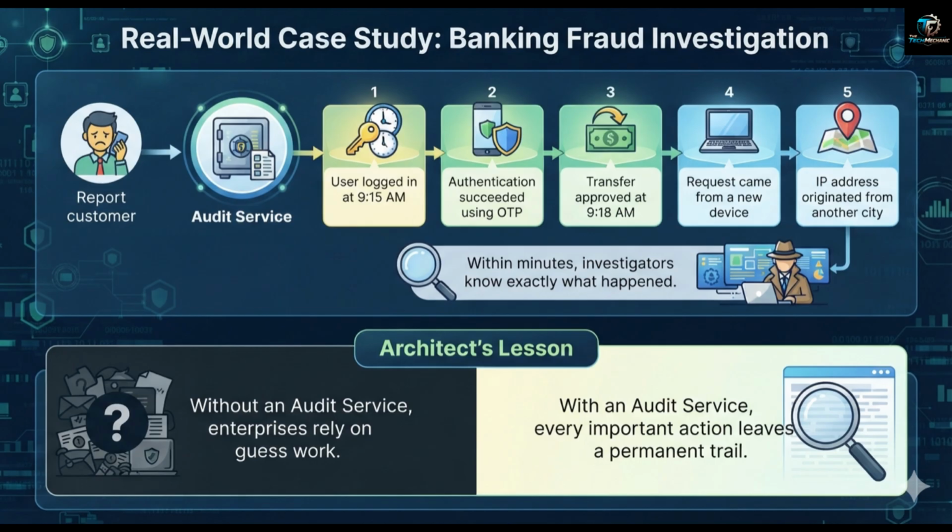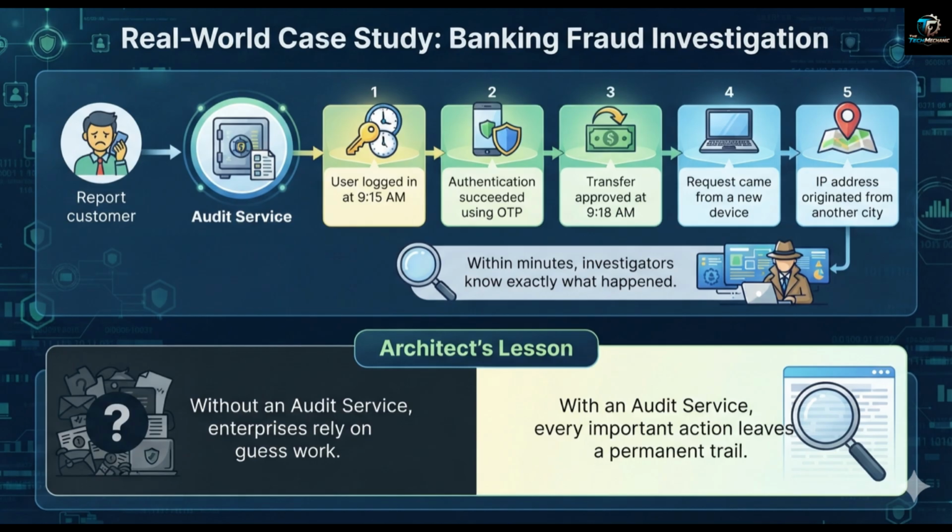Step 1. At 9:15 a.m., our system records a successful user login. Step 2. We see that the strict two-factor authentication succeeded using a valid one-time password. Step 3. Just 3 minutes later, at 9:18 a.m., the transfer request is officially approved. Now, if we only logged basic system events, everything would look perfectly normal.